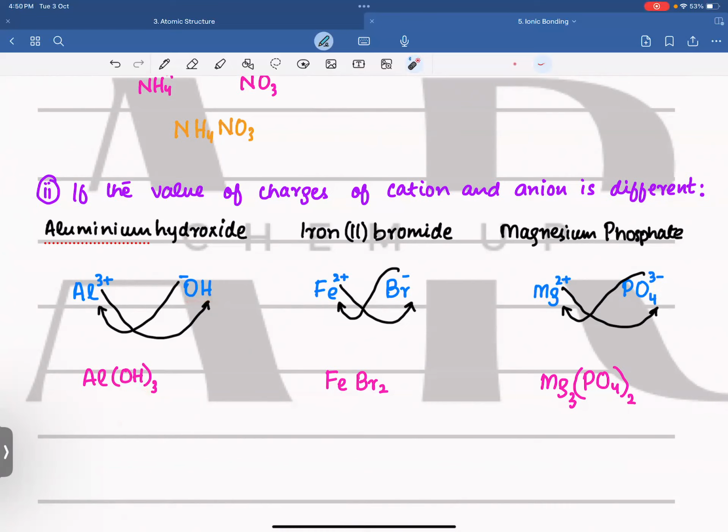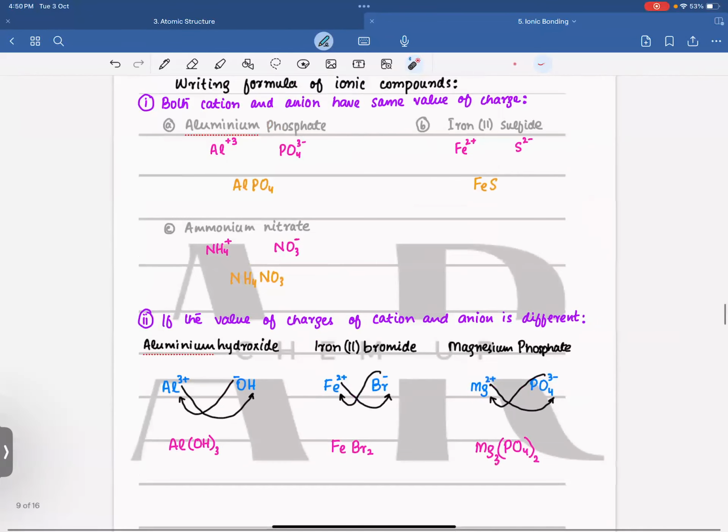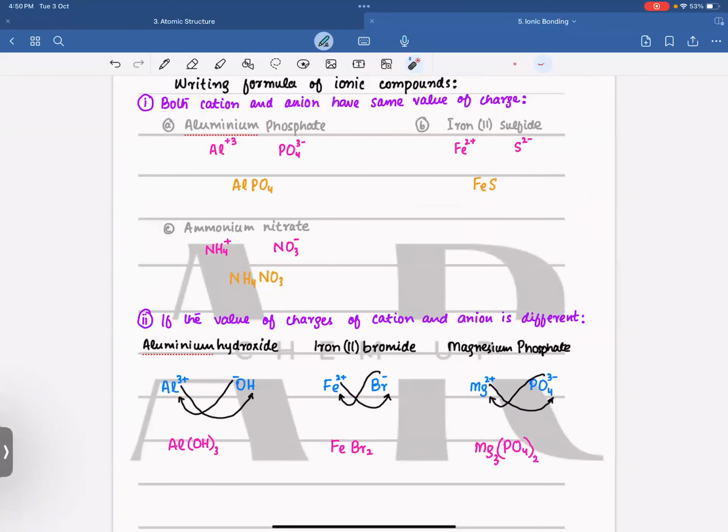In the next case, the 2 moves to the subscript of Br and 1 moves to the subscript of Fe. In the third case, the 3 moves to the subscript of Mg and 2 moves to the subscript of PO4, as there is more than one element, so again enclose it in a bracket and put a 2. Is this understandable? Yes, sir. So now you understood how to make the formula of an ionic compound. Is there any doubt?